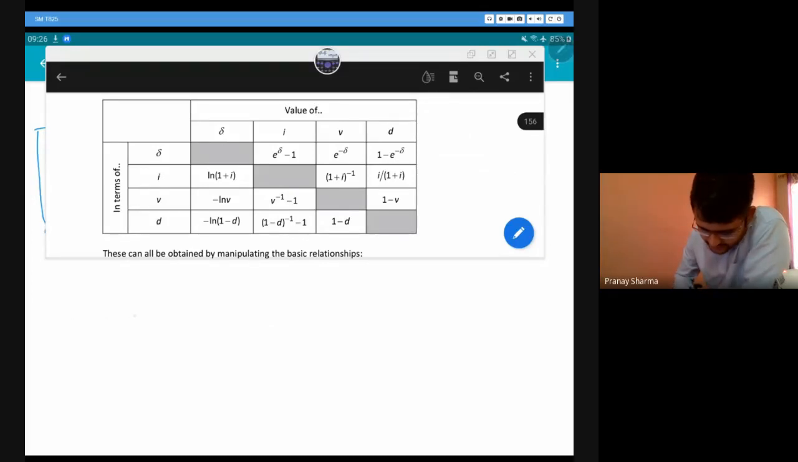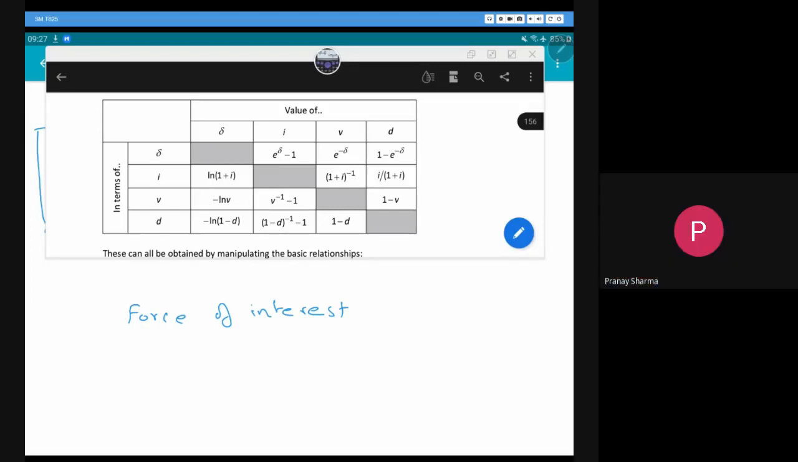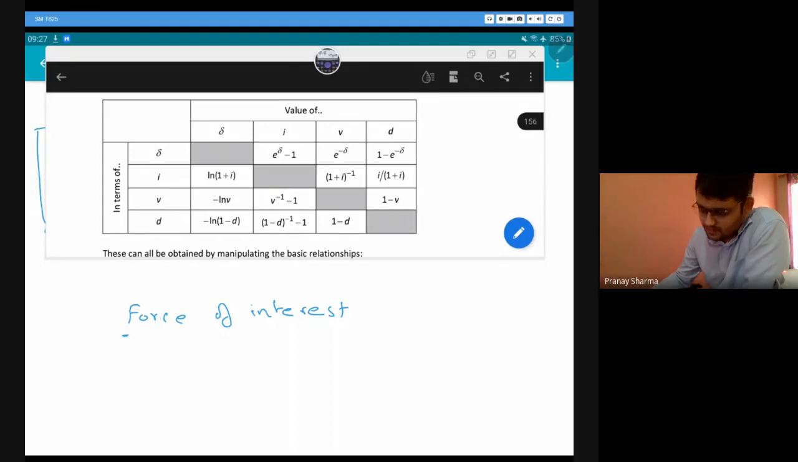So today we have learned one more relationship, that is force of interest. Just give me 1 minute. So we have learned force of interest today. Any doubt in this? Why do we use force of interest, and how do we use force of interest?